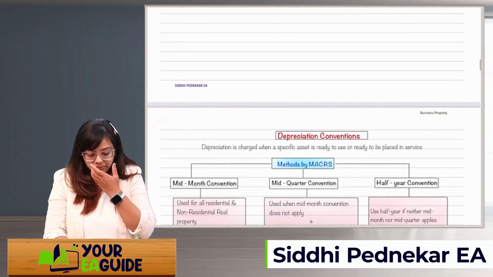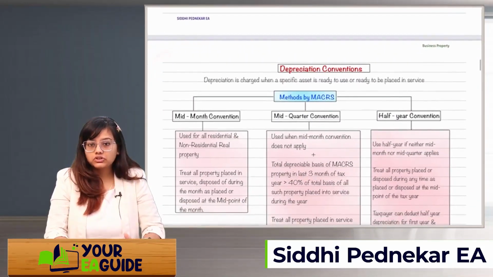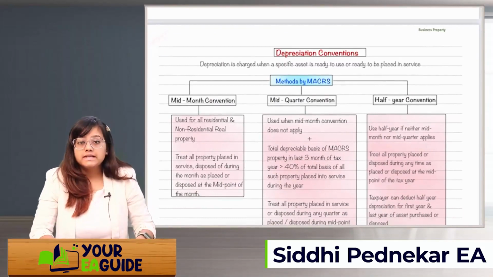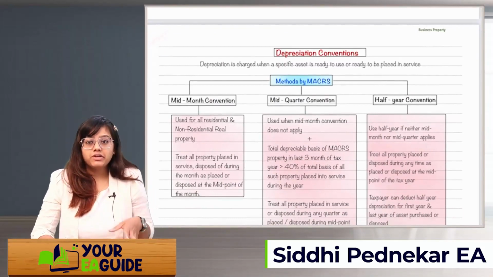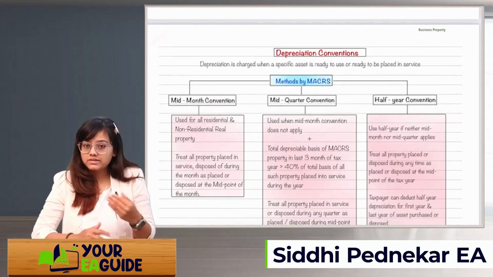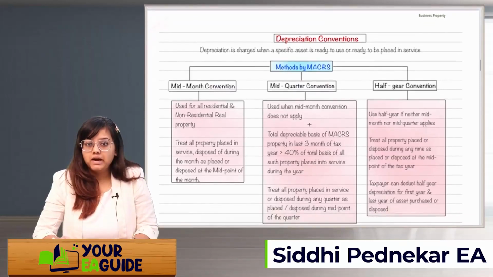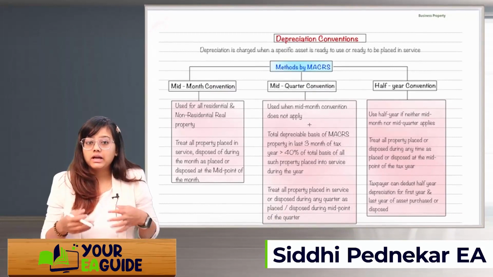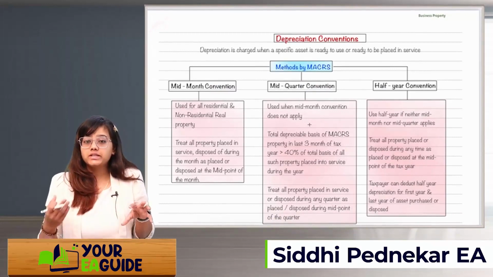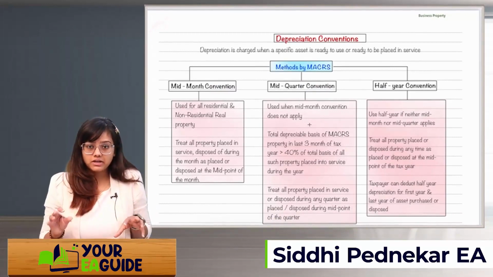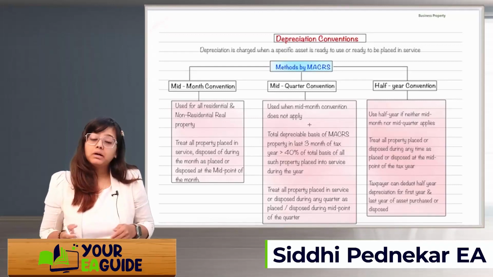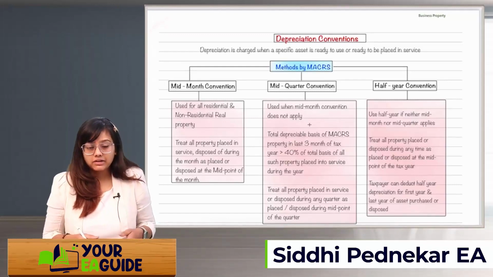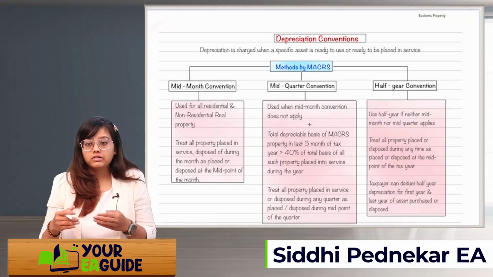Okay, let's start the next topic, which is depreciation convention. See, depreciation is charged when a specific asset is ready to use and it is ready to be placed in service. But for the MACRS method, there are again different bifurcations. See, GDS and ADS is already there. ADS, we are clear, it's just the SLM method. But if I talk about GDS, again in their MACRS method, we have three different bifurcations.